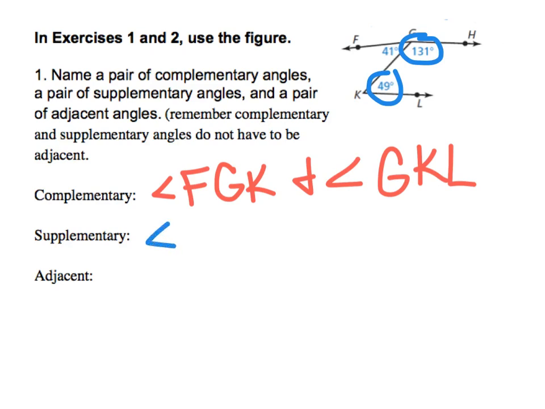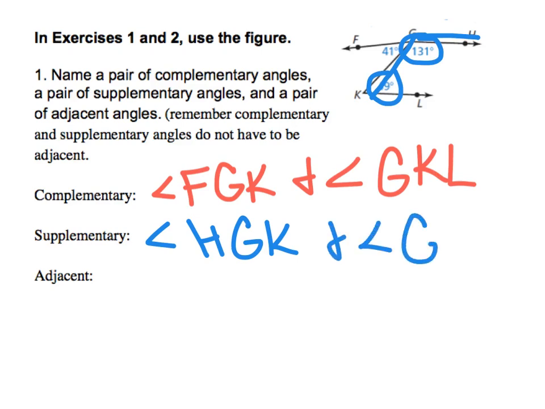So I can say angle HGK, that's the 131 degree angle, and angle GKL add up to 180 degrees, which means that they are supplementary.